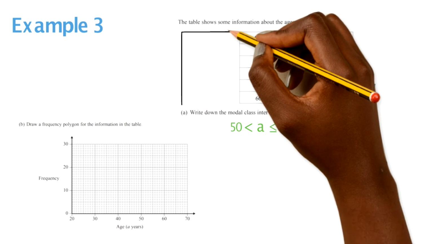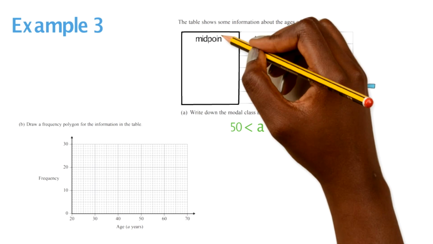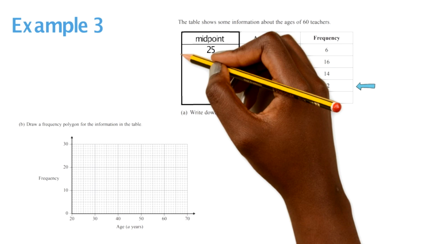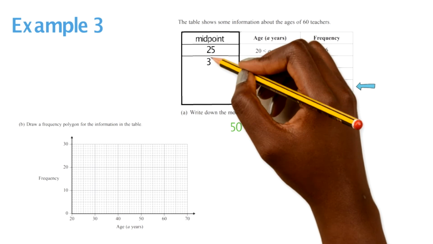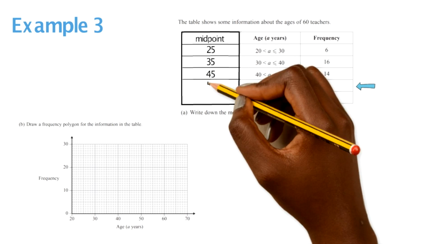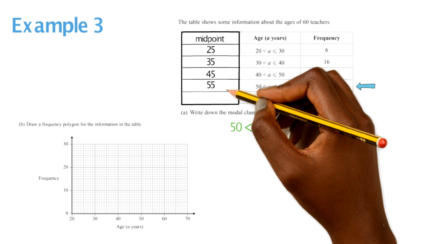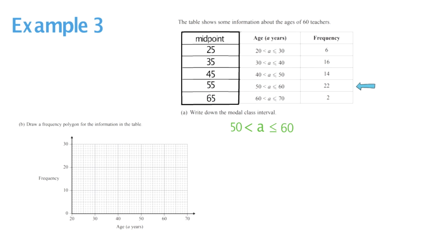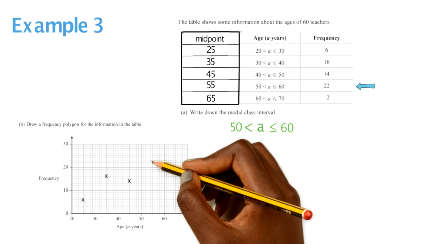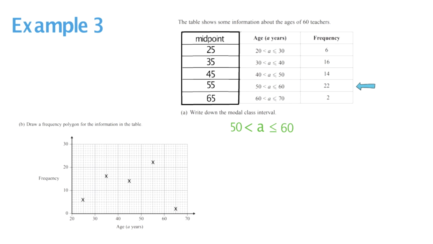And then we're going to draw the frequency polygon for this particular question. So we're going to again draw our nice neat table of our midpoints. Remember, work out the midpoints of each class interval. And then plot all the points onto the graph. And then connect them all together with a straight line.